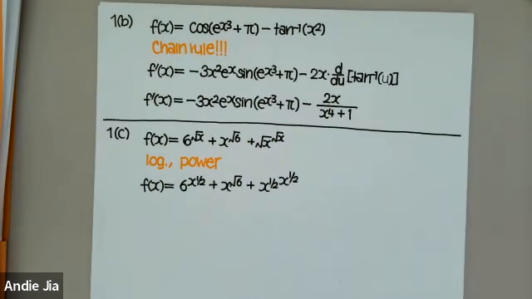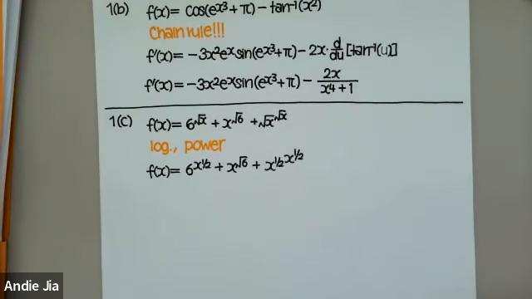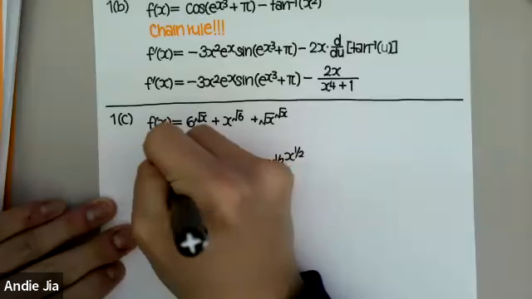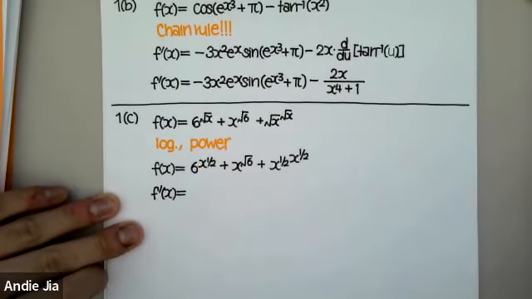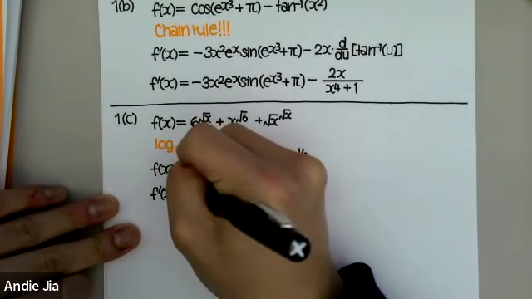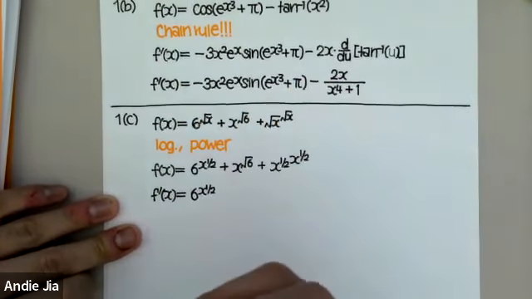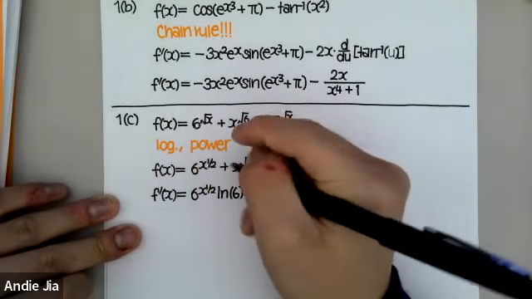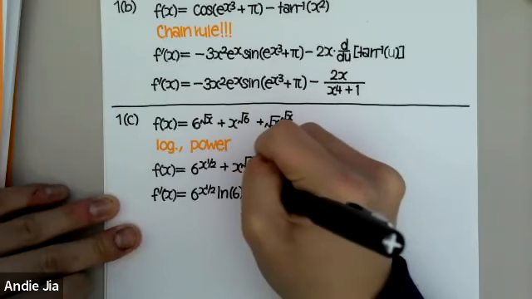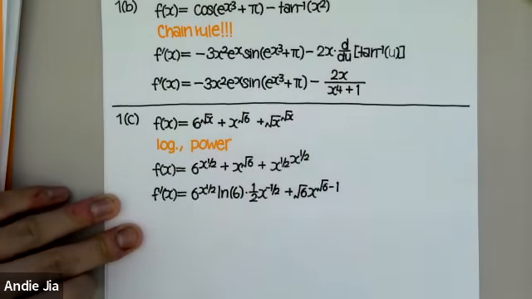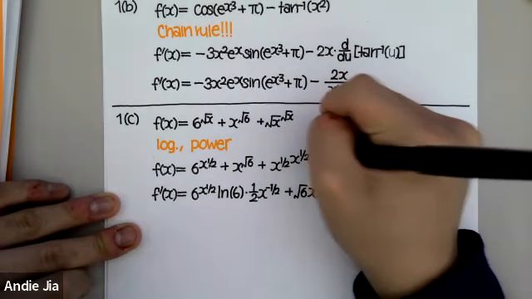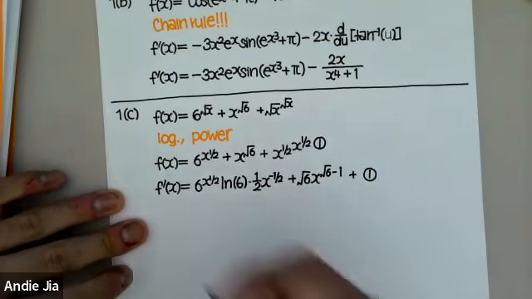Okay, let me now apply the rules. Logarithm in f prime of x is going to be a to the g of x. This is the rule we used here, so let's go back to it. So it's going to be 6 to the x to the 1/2 times the natural log of 6. Then g prime of x is going to be square root of 6 times x to the square root of 6 minus 1. And then use the logarithmic differentiation. We need to simplify a bit.